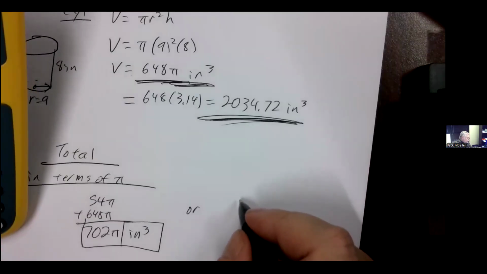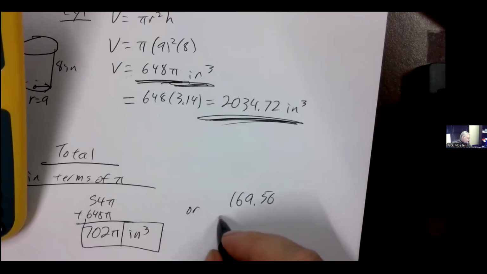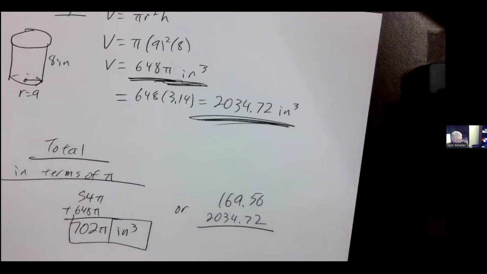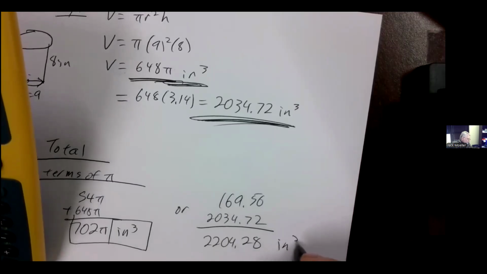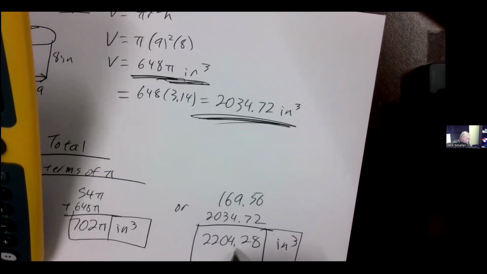Or for part 2, when we plugged in pi as 3.14, we got 169.56 and 2034.72. So add those together. Or you can just do this times pi, either way. No, it said round to the nearest whole number. I need to slow up a bit here. Read the instructions. So that is the nearest whole number, with cubic inches the same, so 2204 cubic inches.